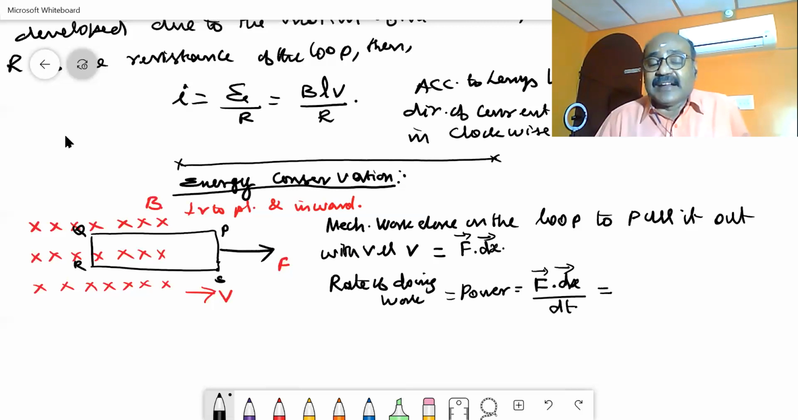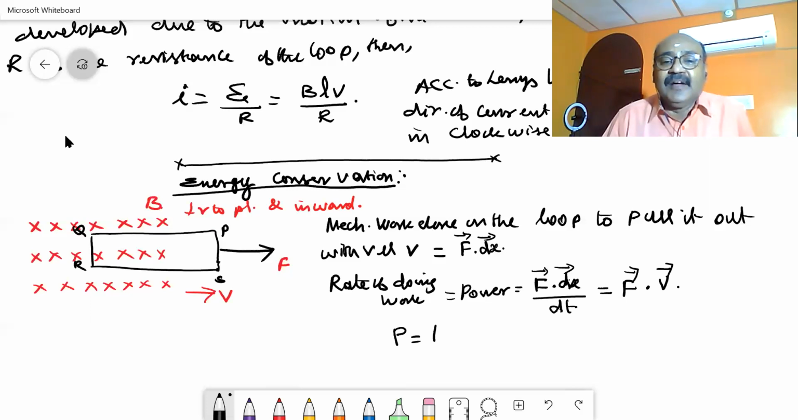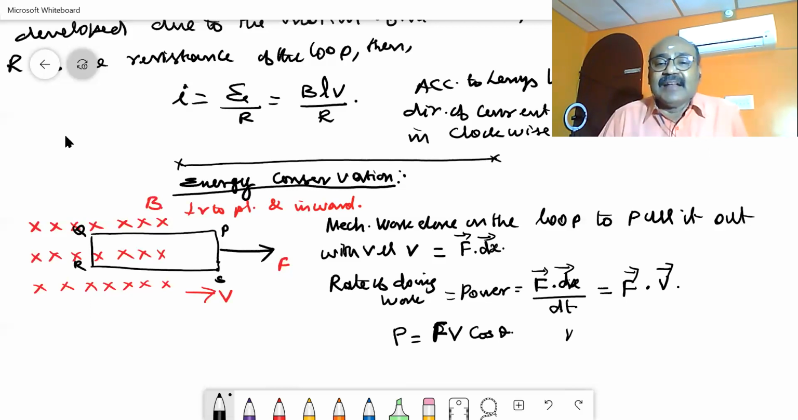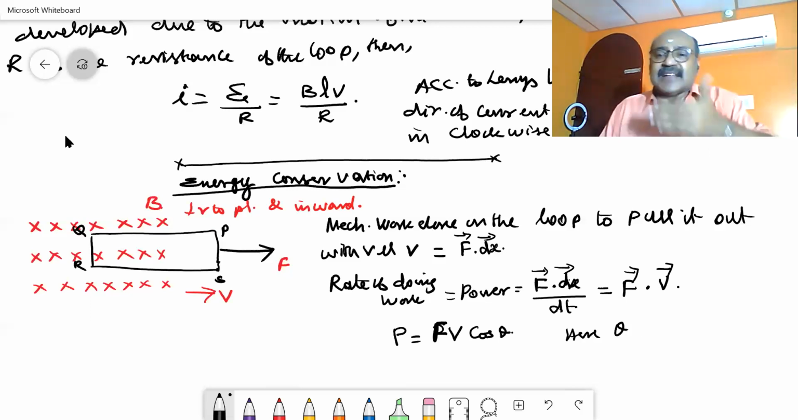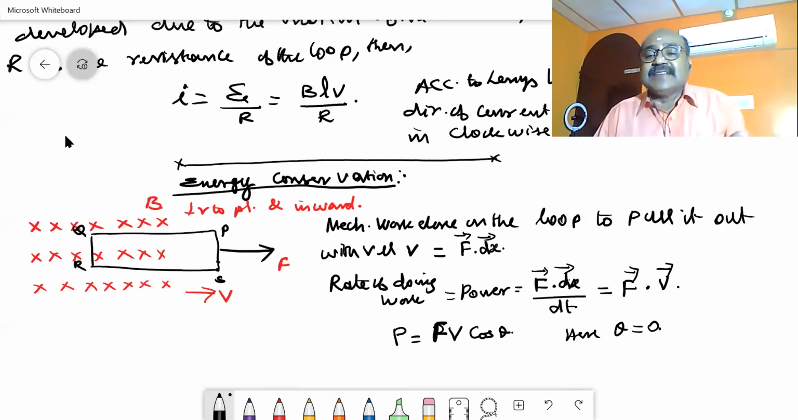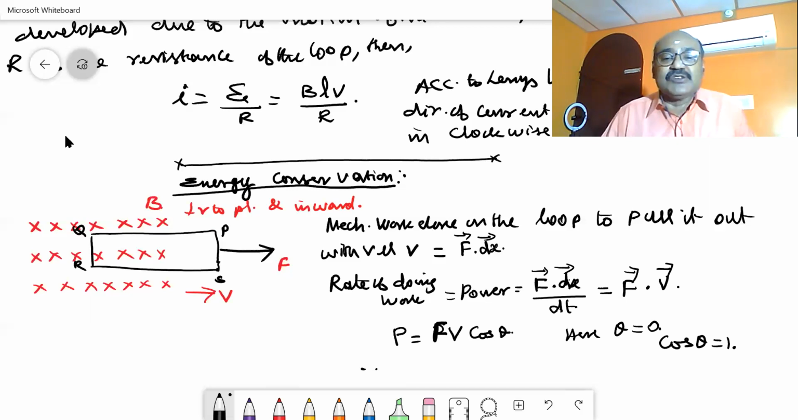dx by dt can be written as velocity. So power can be written as F vector dot v vector. Taking the magnitude, I can write power as F into V into cos theta. Here theta is equal to 0 because the direction of the velocity is along the same direction as the force. Since theta is 0, cos theta is equal to 1. Therefore, the power available, P, is equal to F into V. I am taking this as equation number 1.